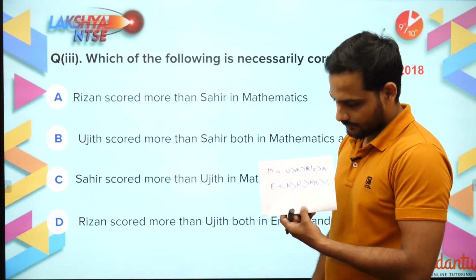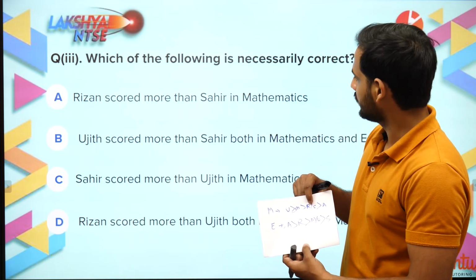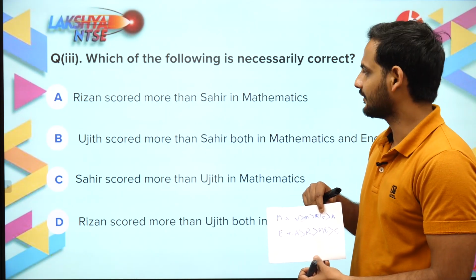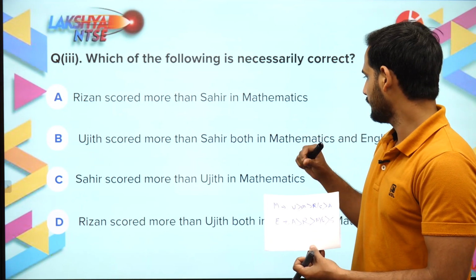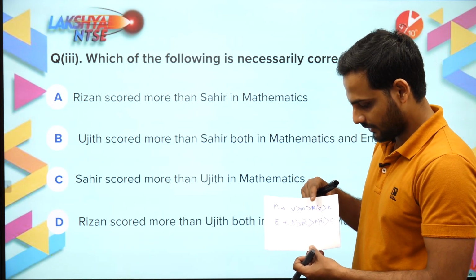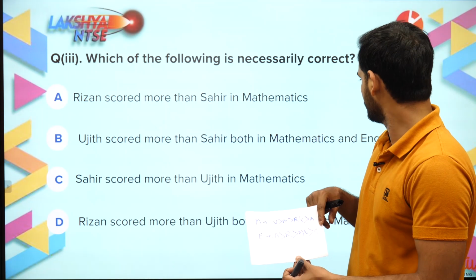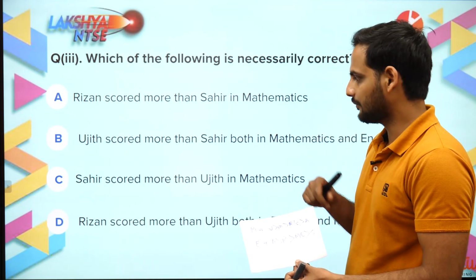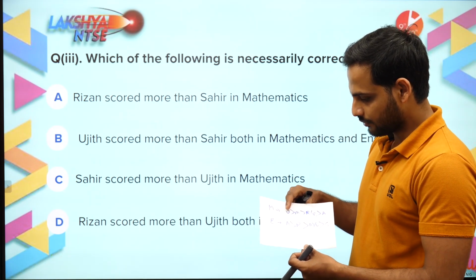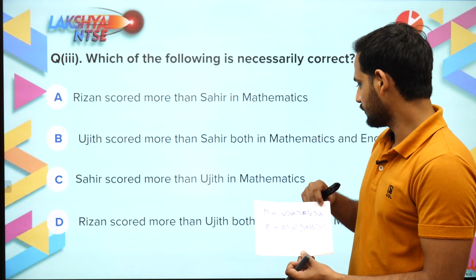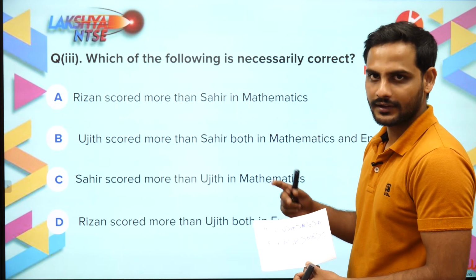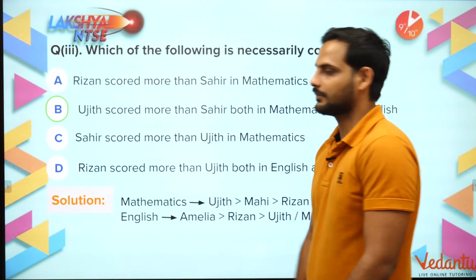So can I say Rizan has scored more than Sahir in mathematics? No, I can't say for Rizan and Sahir. Ujit scored more than Sahir both in mathematics and English. So Ujit has scored more than Sahir in mathematics, yes, and in English, yes. So option B can be said. Sahir scored more than Ujit in mathematics? No. Rizan scored more than Ujit both in English and mathematics? No, not in mathematics. Correct? So only option B can be said. So option B is your answer.